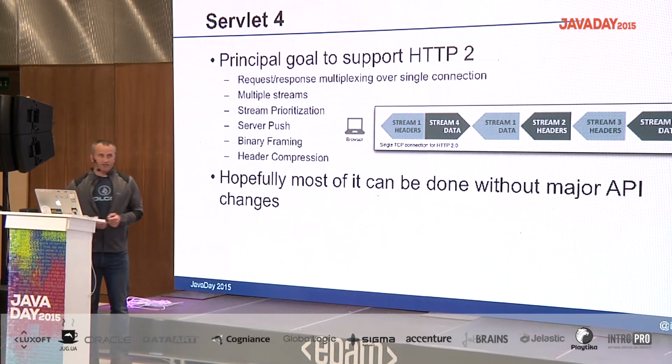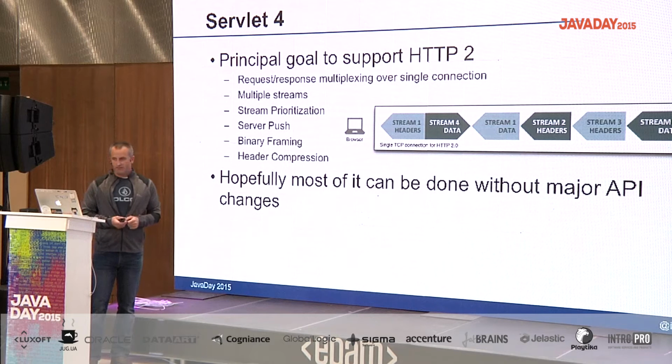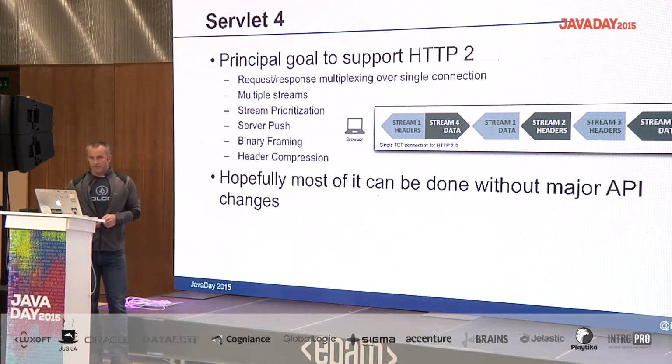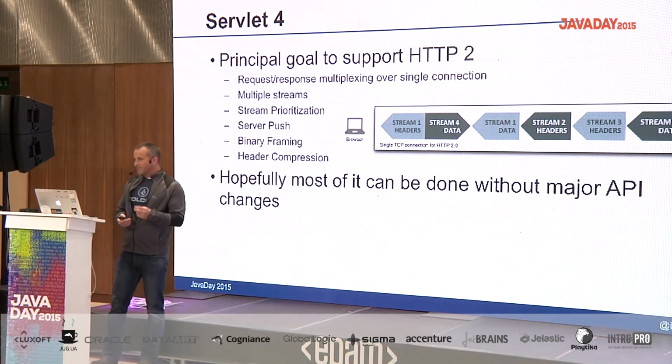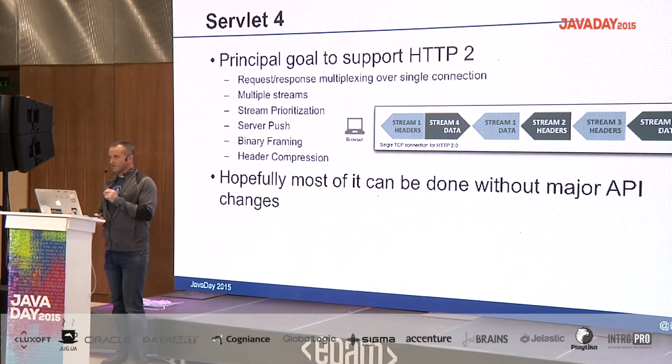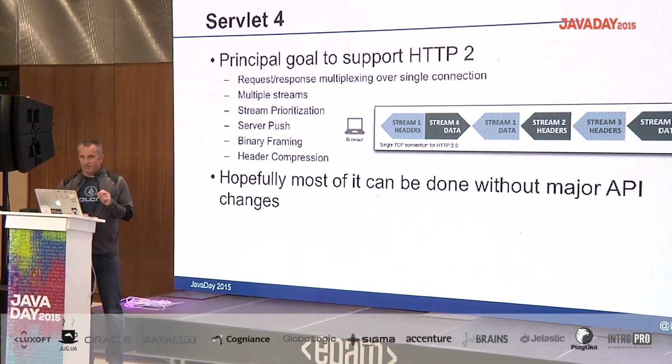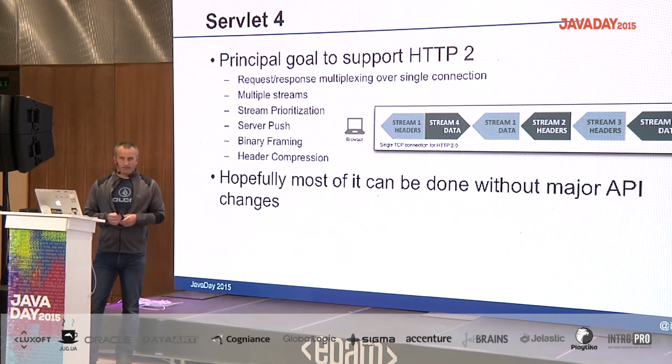So let's look at a couple of these JSRs. And start off with the Servlet 4 specification. That is actually one of the most important changes in Java EE 8. And the principal goal of Servlet 4 is to bring HTTP2 support to Java EE developers.